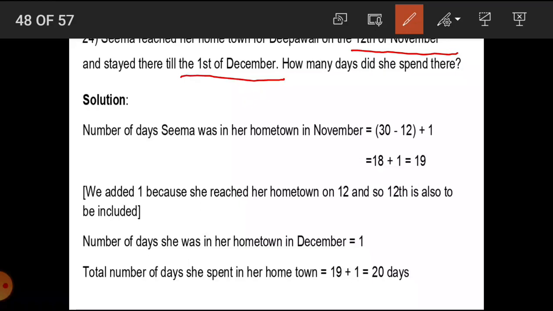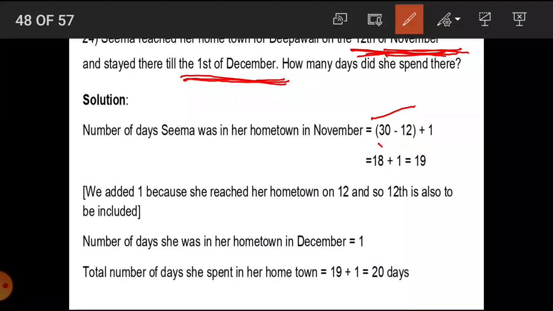So firstly we are going to find out the number of days in the month of November, because she went in November and till 1st of December. That means on 1st December the new month has started. So first we are going to find the number of days of November. We write: number of days Seema was in her hometown in November, that is, November has 30 days minus 12.